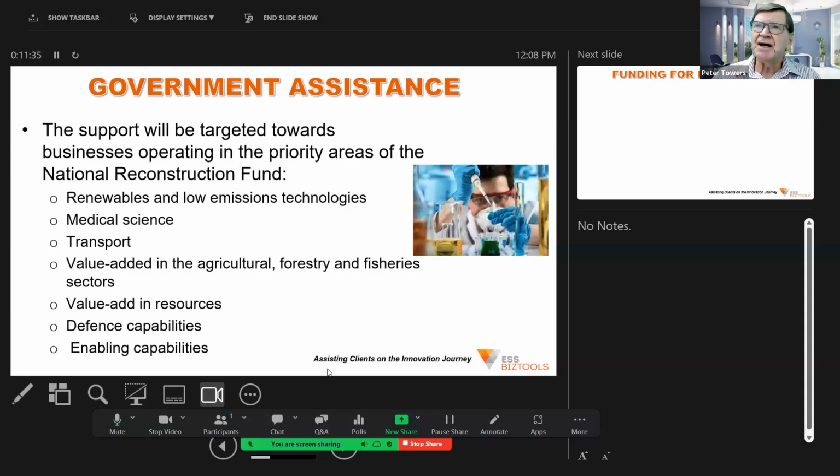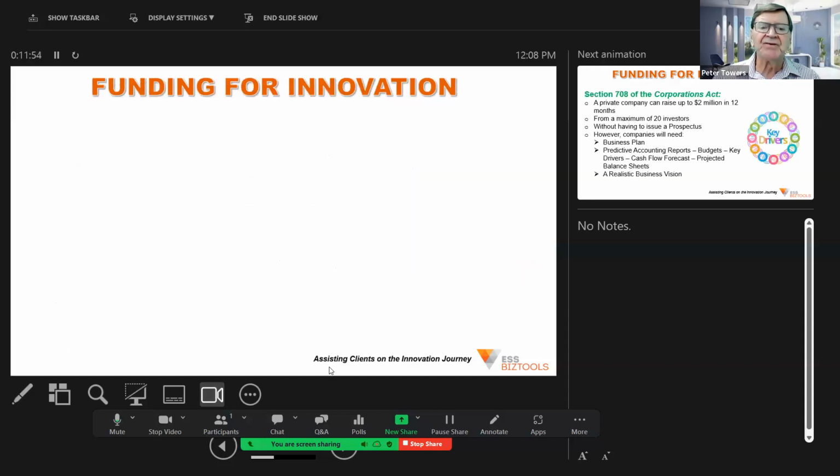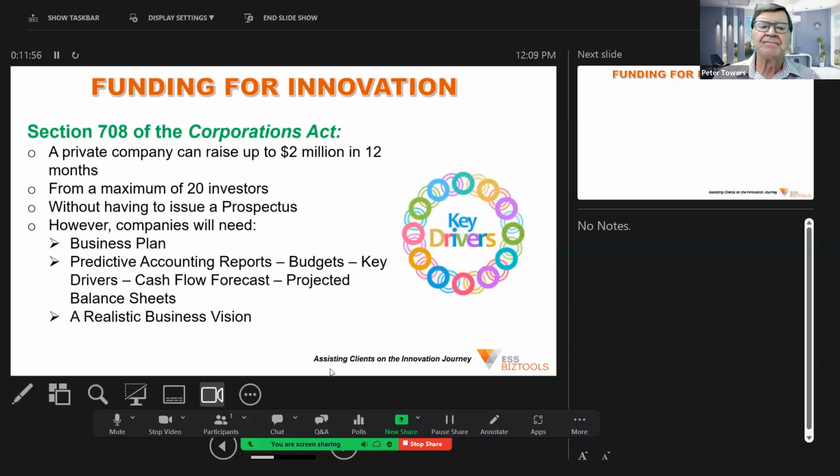Unfortunately, I find that many accountants do not understand this innovation journey. And that's unfortunate, because there's a lot of SMEs undertaking this process. So I would urge you to read the material that you have within the ESS BIZTOOLS product packages so that you can give advice.